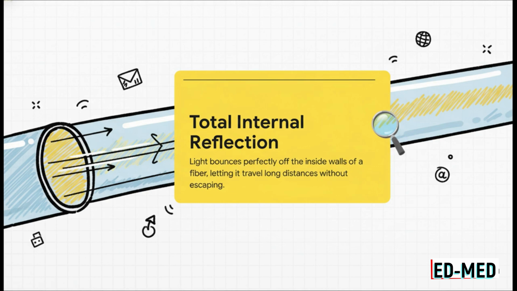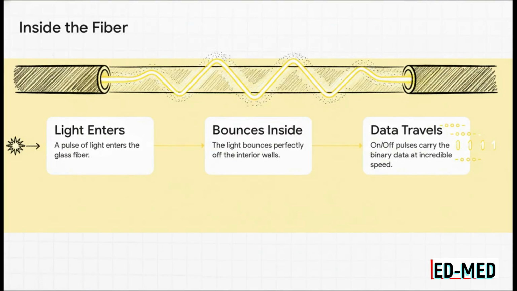The light hits the wall of the fiber at just the right angle. It's a very shallow angle, and it has nowhere else to go but to bounce perfectly back inside, and it just keeps on going without losing its way. So here's how it works. A laser flashes a pulse of light, that's our 1, into the fiber. That little pulse of light then zigzags down the cable, bouncing millions and millions of times without losing hardly any energy until it gets all the way to its destination. It is an unbelievably efficient and fast delivery system.